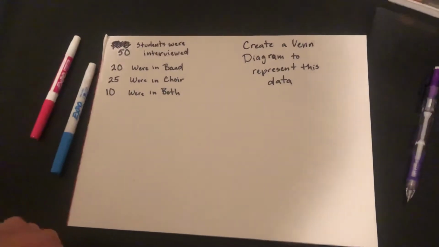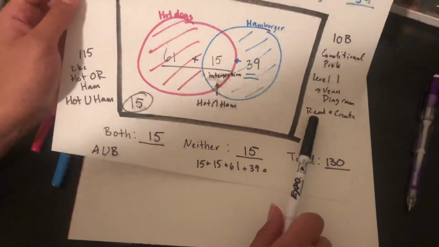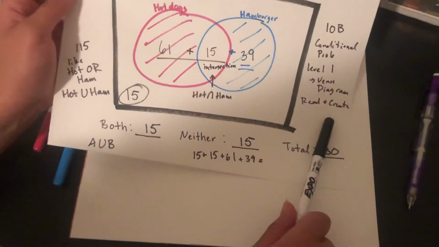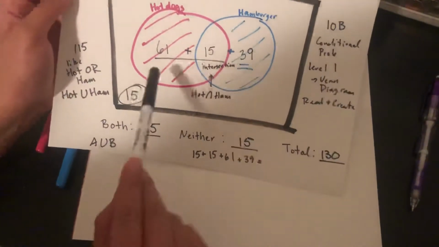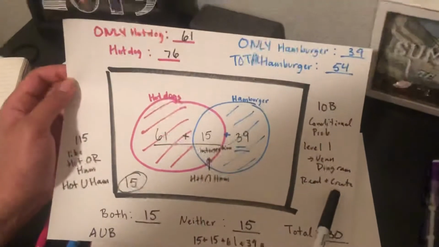Okay, so like we talked about in the first video today, you had to be able to read a Venn diagram, and you also need to be able to create a Venn diagram. So that first video was us practicing how to read a Venn diagram. Now we're gonna go ahead and create a Venn diagram.